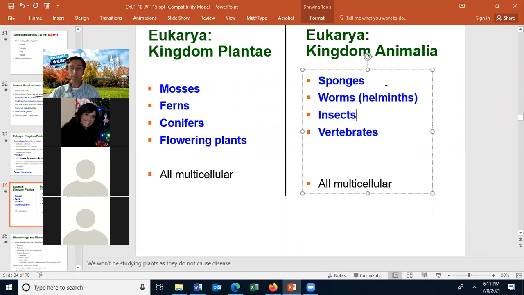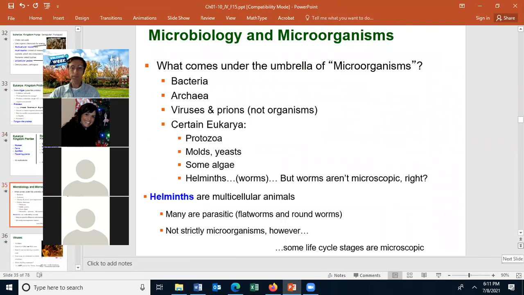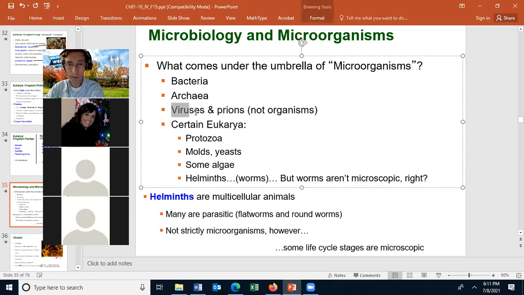We will study some of the animals in microbiology. And what we're going to study in microbiology is a microorganism. And what is a microorganism? Well, all of the bacteria are microorganisms, all of the archaea, all of the viruses and prions, and you should realize that these 2 are special because they're not organisms. They do not have a cell. Okay? But we still call them a microbe or a microorganism, and they can cause disease, but they're not a cell.